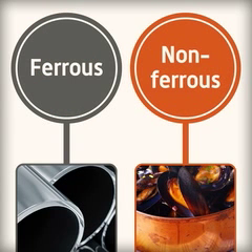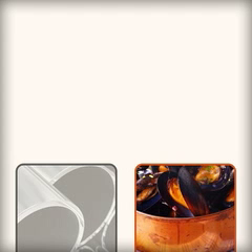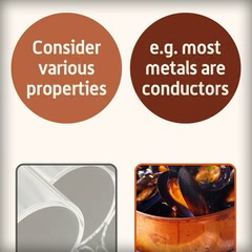Metals are classified into two groups, ferrous and non-ferrous, with each group containing metals and alloys. When designing with metals, designers need to choose their metals by considering their various properties. For example, most metals are good conductors.